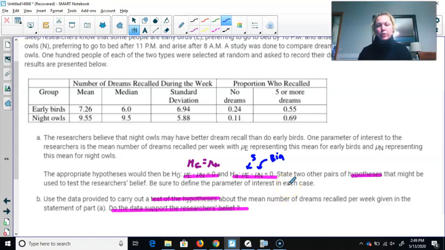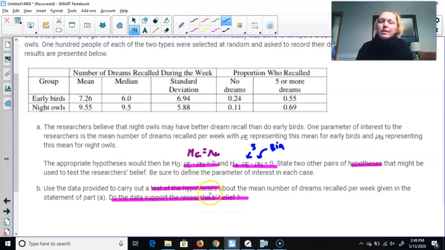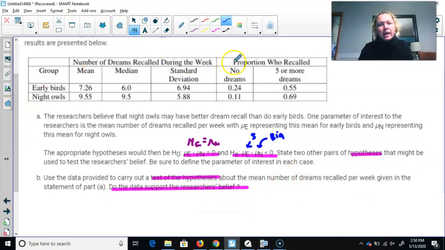Here comes the actual question now. State 2 other pairs of hypotheses that might be used to test the researchers' belief. Be sure to define the parameter of interest in each case, okay? So what is this question getting at? This question is getting at, can you read the table and come up with some other ways we could do the state step, right?